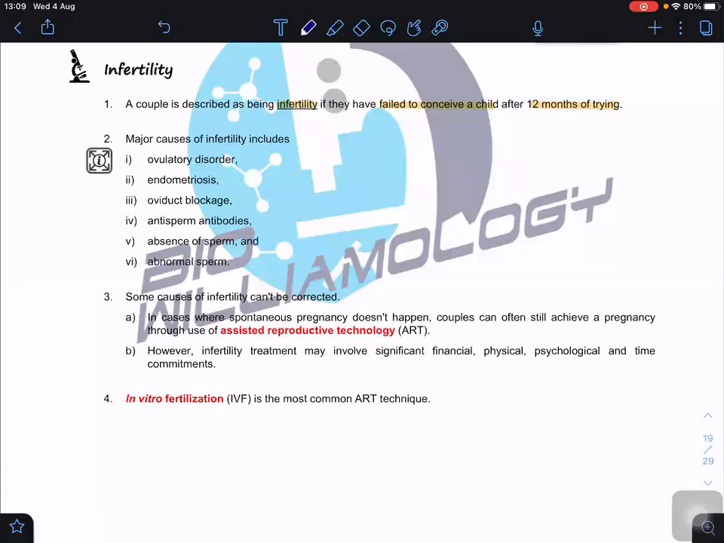Or for female, we have anti-sperm antibody. It means that the antibody is released to target the sperm cells, so sperm cells will be killed, or cannot swim, without any motility. Therefore, the sperm cannot fertilize the secondary oocyte. So this one takes place in female. Then for male, it is the absence of sperm, or abnormal sperm, for example, they can't swim. That is the problem for male.